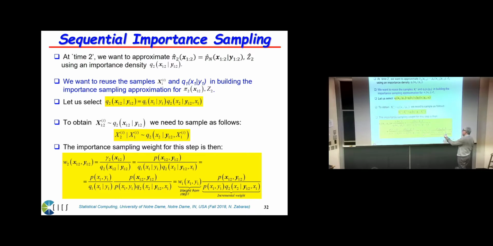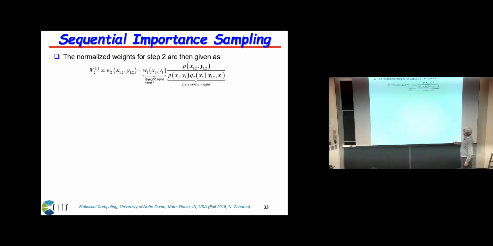Which means we will keep track of the previous weights at least. And then we have this equation here that involves the unnormalized posterior at time 2, divided by the unnormalized posterior at time 1 times q2. And this we are going to approximate using the equations from the state space model.